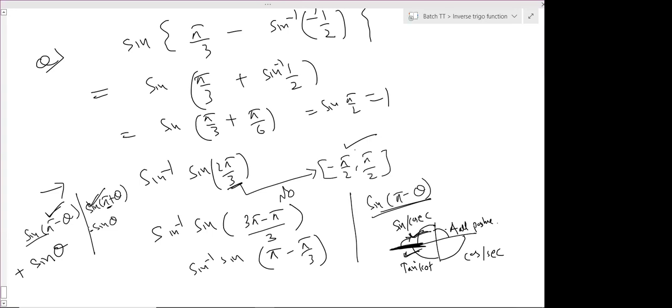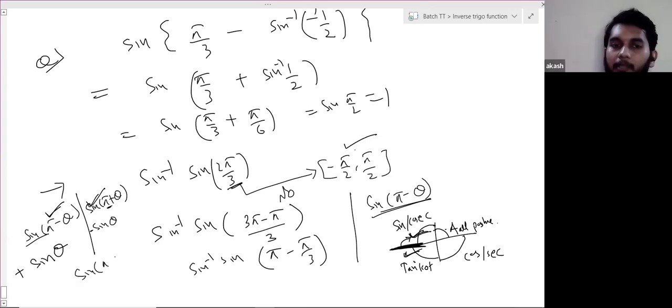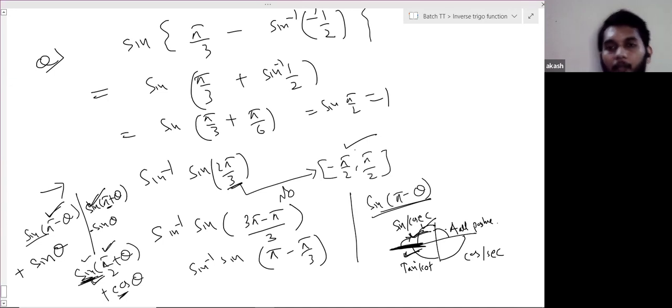And if you face sine pi by 2 plus theta, if you have a multiple of pi by 2, or 90 degrees, then sine becomes cos theta. Now again, pi by 2 plus theta is in the second quadrant. Then this will be positive because you have to check for sine. Don't check for this cos. You have to look at the question and check whether this function is positive or negative. All right?